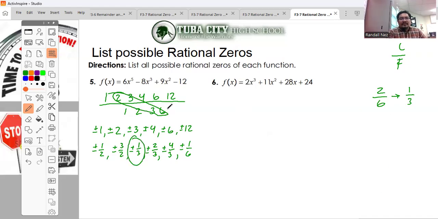So we don't need 2 over 6. Again, you want to make sure you're not getting any doubles, because sometimes fractions can look different but mean the same thing, or they can look the same and mean different things. Okay, so what do we get?